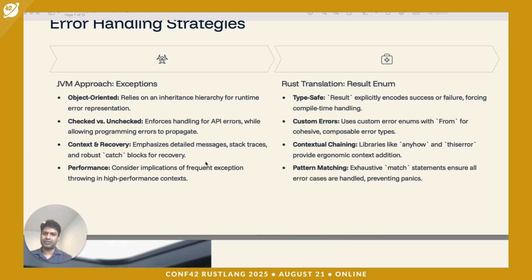Now, from the Rust translation point of view, we use Result, which encodes whether it is a success or failure, forcing handling at compile time. We use custom error enums for cohesive and composable error types. And for contextual chaining, we used the libraries anyhow and thiserror to provide ergonomic context addition. And for pattern matching, we have exhaustive match statements to ensure all the error cases are handled.